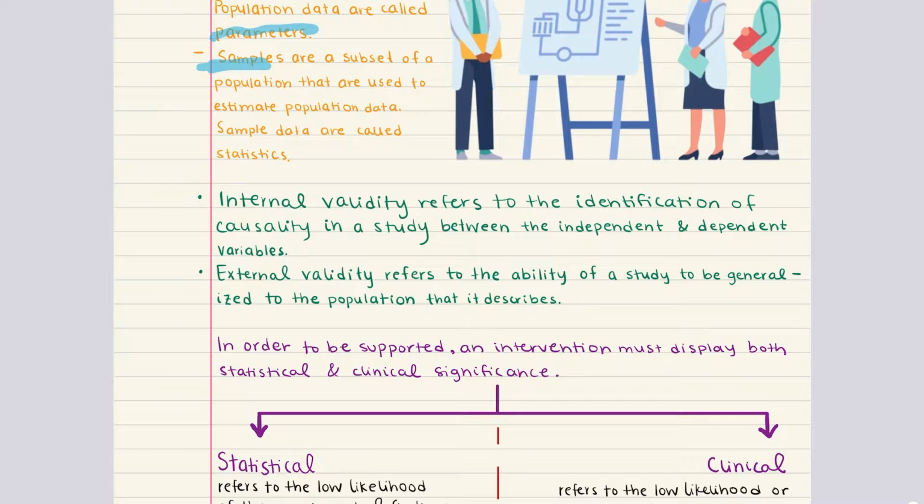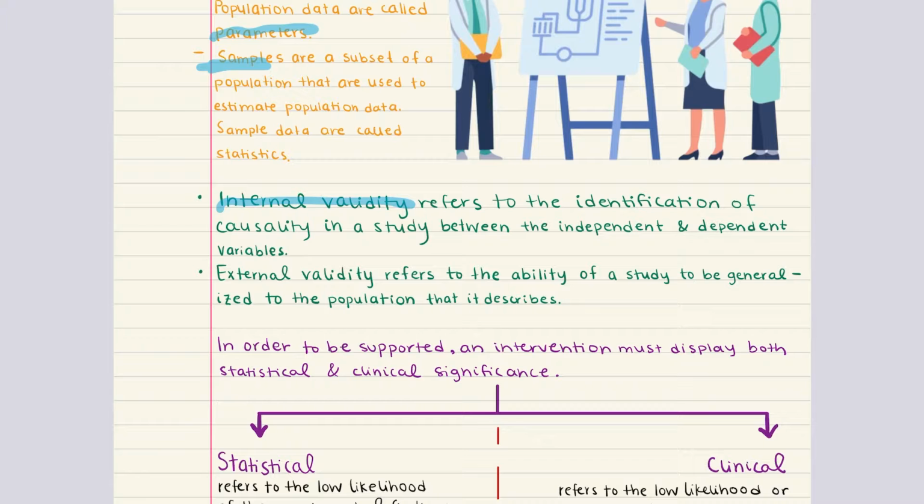And in order to understand that, we need to talk about internal validity and external validity. So, internal validity refers to the extent to which a study accurately identifies a causal relationship between an independent and dependent variable. For example, in a study testing a new medication for diabetes, strong internal validity means that changes in blood sugar levels are directly caused by the medication and not by other factors like diet or exercise. Achieving internal validity requires rigorous control of variables and careful study design.